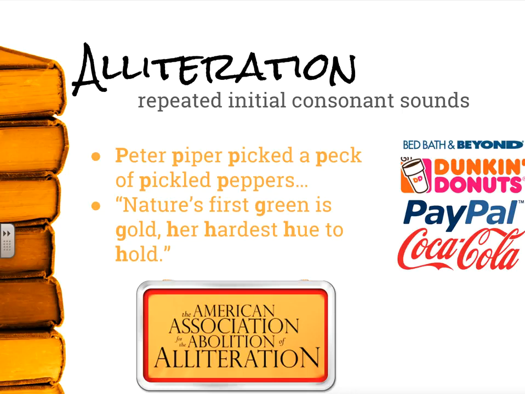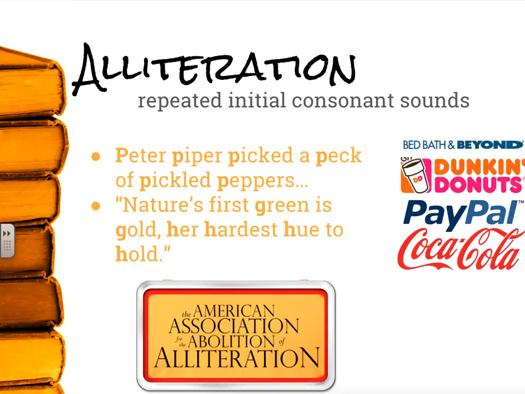And I say consonant sounds because most people would say that the vowel sounds repeated at the beginning of words would actually count as something else, and you'll see that soon. But the consonant sounds don't necessarily refer to the letter, they refer to the sounds. So you could have an S sound produced by the letter C, for example, and that would still count for alliteration. Here are a few examples.